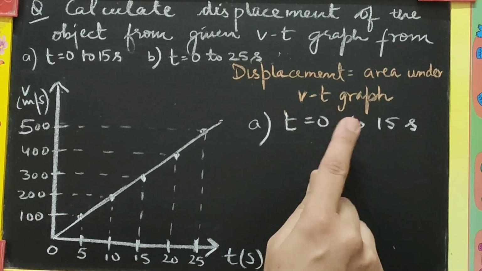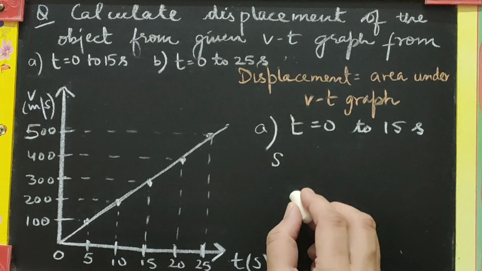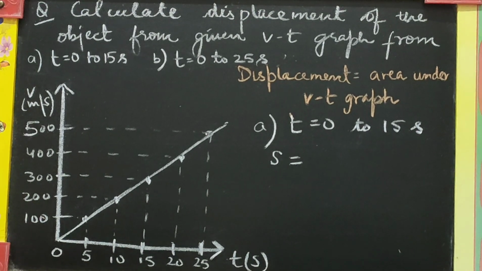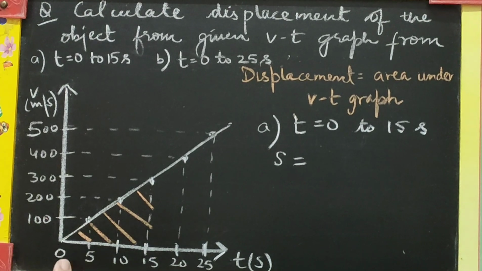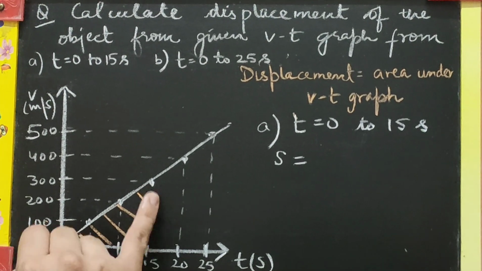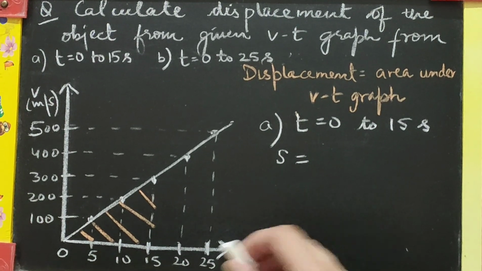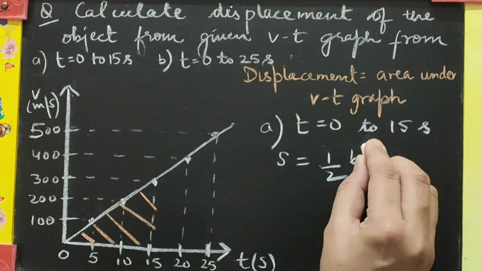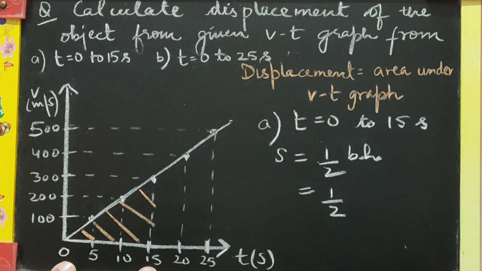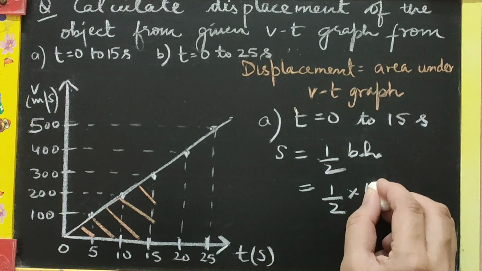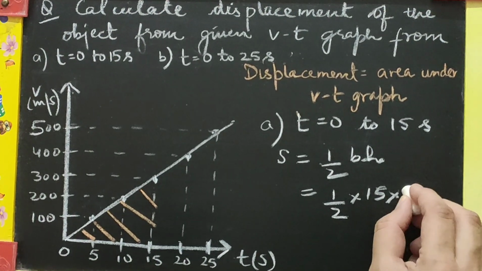Now already we know displacement is area under the VT graph and displacement is represented by small s. So t0 to t15 is this right angle triangle. We can see clearly t0 to t15 is this right angle triangle. So we will calculate the area of this right angle triangle, which is half base into height. Half will come as it is. The base of this triangle is 15 seconds and the height of this triangle is 300 meter per second.